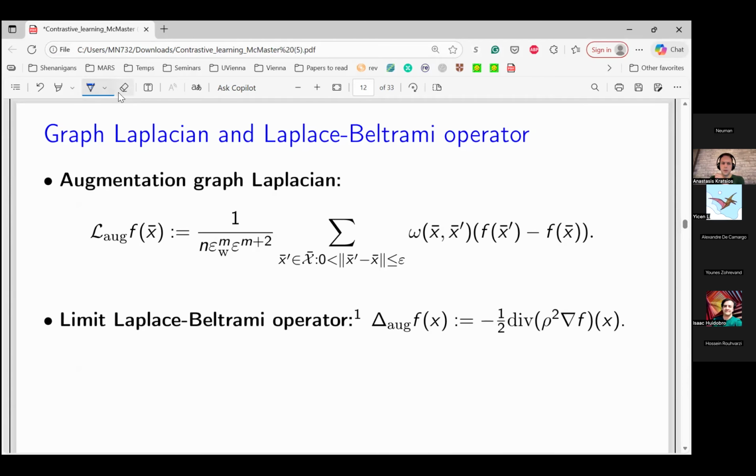Can I ask one quick question? I forget, who's rho again? Yeah, who's rho again? Rho is a sampling density. It was introduced before.